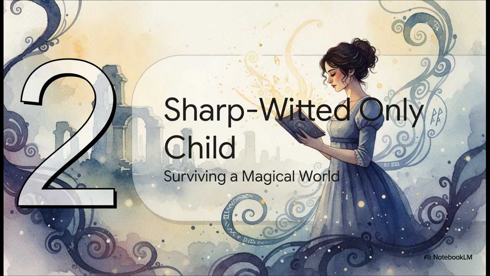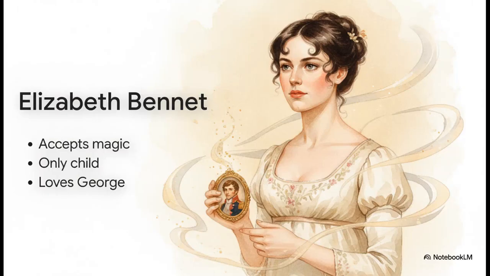Moving on to Section 2. A sharp-witted only child surviving a magical world. So, how does the fiercely independent Lizzie fit into a world governed by spells and dark obsessions? Well, in this universe, Elizabeth is reimagined as a highly pragmatic only child. She accepts magic as just a fact of life because, frankly, she's smart enough to know there are things beyond her control. And actually, the author deliberately removed the other 4 Bennet sisters because, let's be honest, she felt there was already enough chaos in the narrative without adding them into the mix.